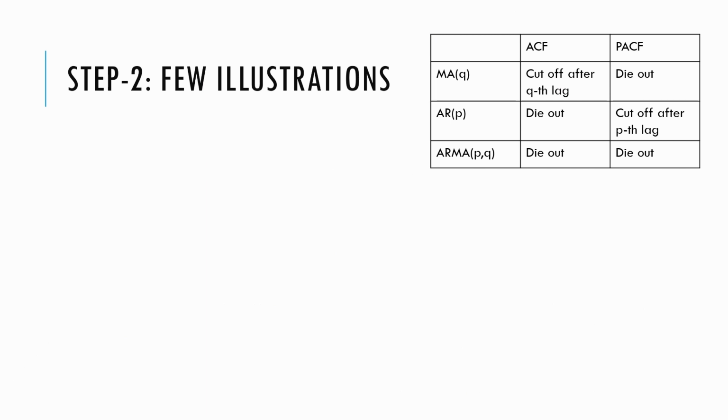So let us see a few illustrations here. This is the summary of the flowchart that we have discussed in the last slide. That means this is the ACF and PACF, this is MA(q), AR(p), and what will be the behavior. In case of MA(q), cutoff in ACF and die out in PACF. In case of AR(p), die out in ACF and cutoff in PACF. And in case of ARMA, both ACF and PACF are dying out.